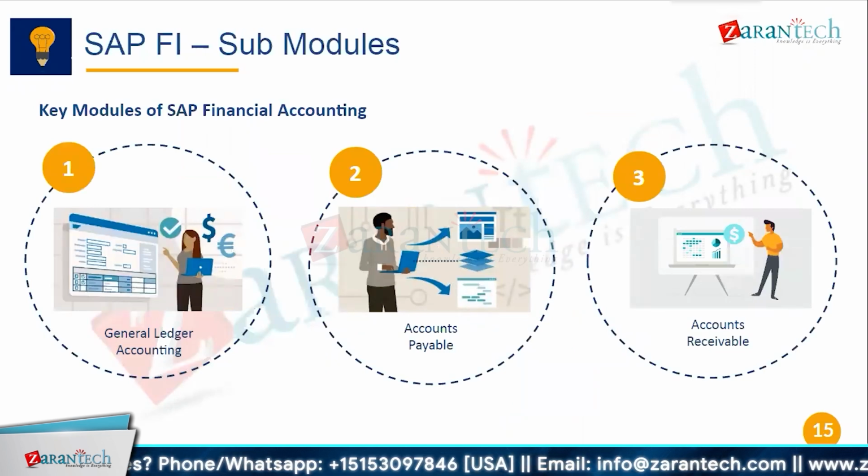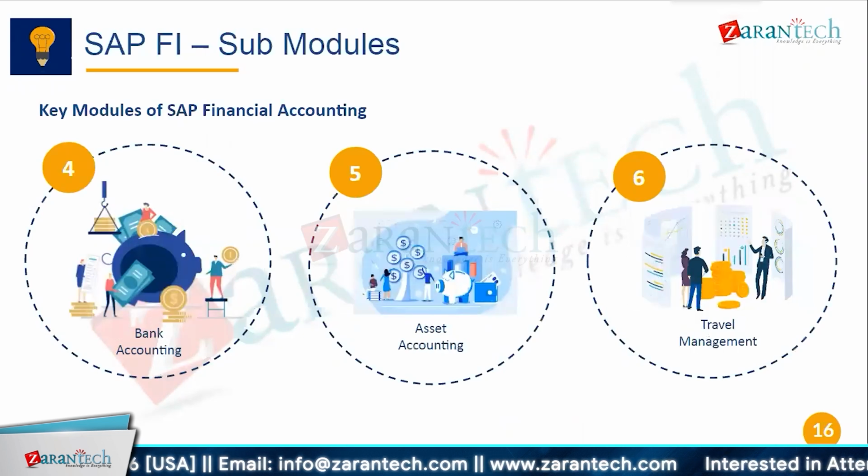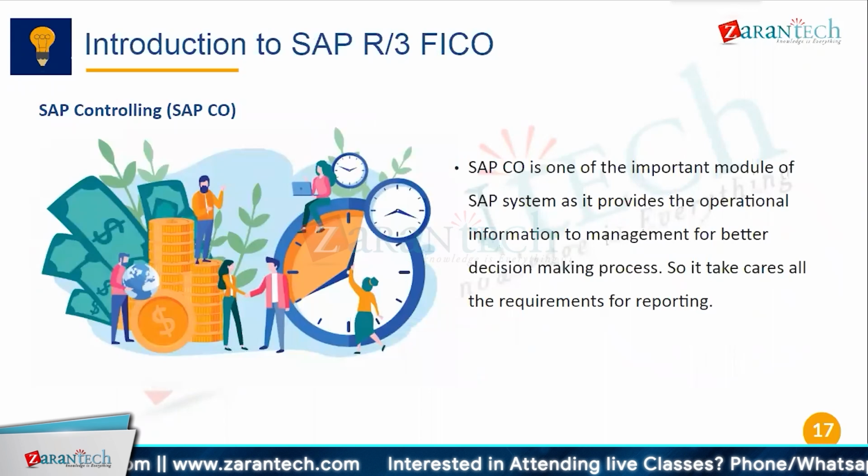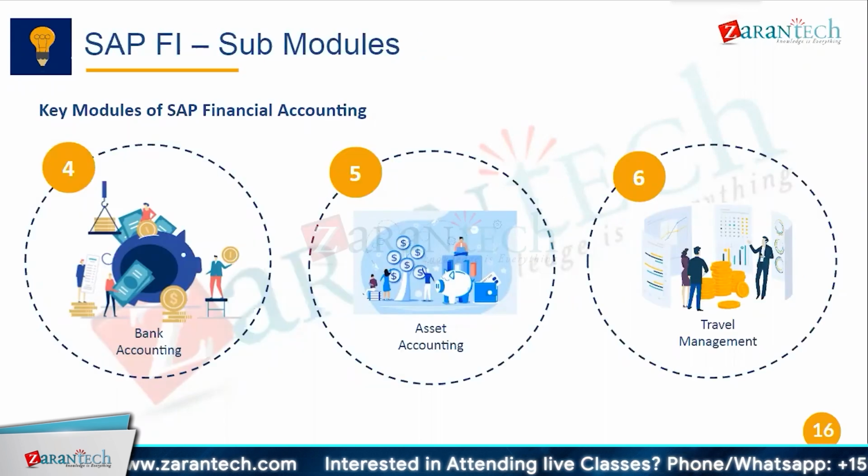So these are the three key. The first slide shows you three of the key modules: general ledger, accounts payable, accounts receivable. Then you go into bank accounting, you have asset accounting, you have travel management. These are all the modules in SAP. We will not be covering travel management in this course, and we'll be touching on asset accounting and bank accounting.